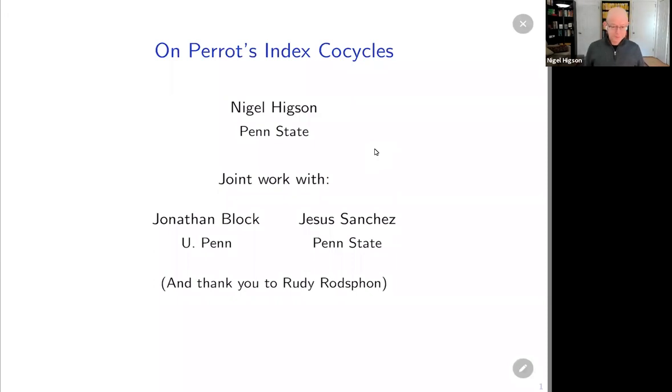I have a couple of co-workers on this who are written on the slide, Jonathan Block down the road at UPenn, and Jesse Sanchez, who's here at Penn State, a student of mine. And over the years, I spent a lot of time chatting with Rudy Rodsphon, who was Denis Perrot's student, about this, and so I certainly benefited a lot from those discussions.